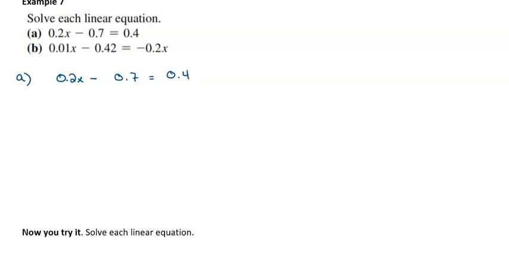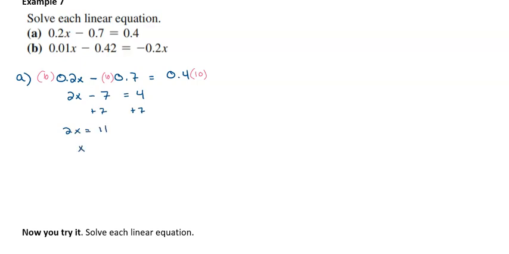Okay, so multiply 10 on both sides. So 10 times the first one, 10 times the second one, and 10 times the last one. Make sure you get every term. Now remember, when you multiply by 10, you move one place to the right. So this one becomes 2x, this one becomes 7, and the right one becomes 4. And it suddenly is a much simpler equation. So we're going to add 7 to both sides, and we get 2x equals 11.